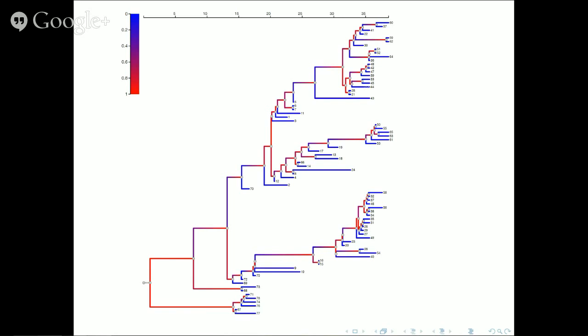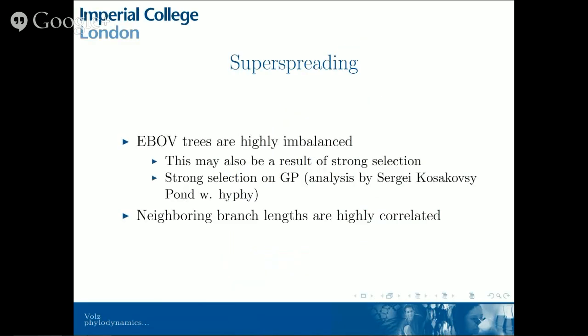Also, the branch lengths are highly correlated. Neighboring branch lengths are highly correlated. So you have many instances where one branch length is very short and another branch length is very short. So why is that? We put forward the hypothesis that superspreading is what's generating those patterns.